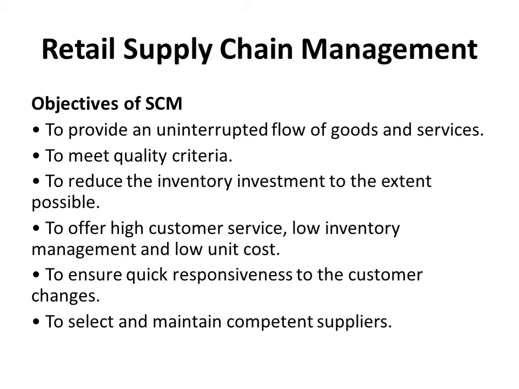Okay, suppose there is a low demand, if the product is not moving much, then we can automatically reduce the production of the product, right? So that is only possible with the help of retail supply chain management. And also to select and to maintain competent suppliers. So by having retail supply chain management, we can also select regular suppliers for our products. Okay, these are the objectives of supply chain management.